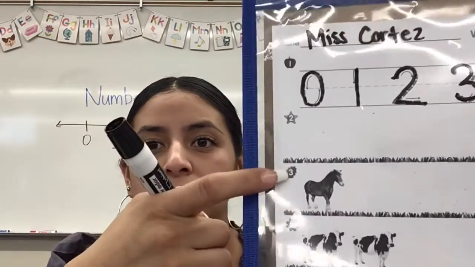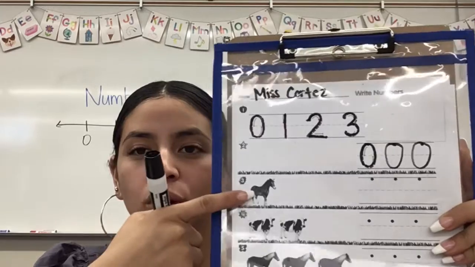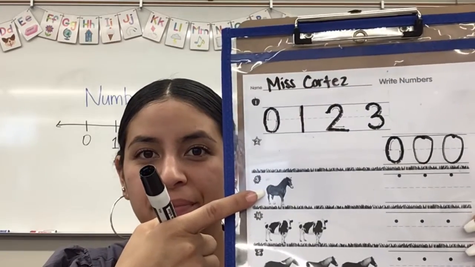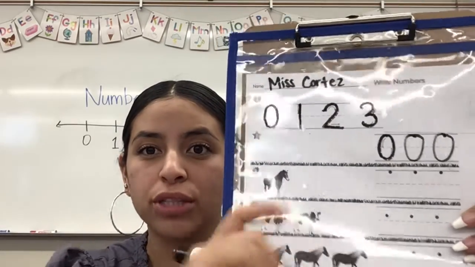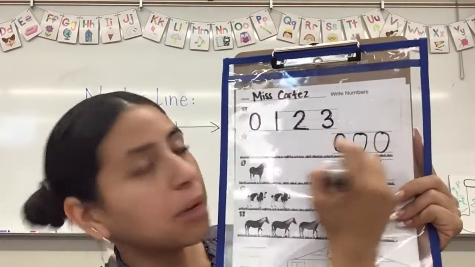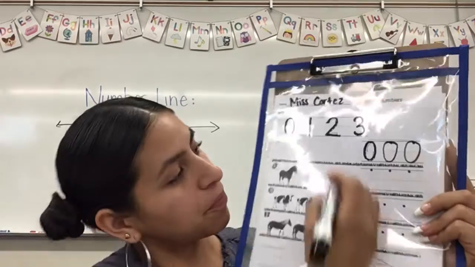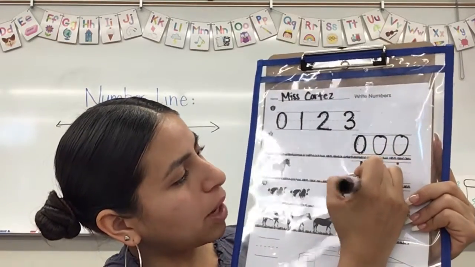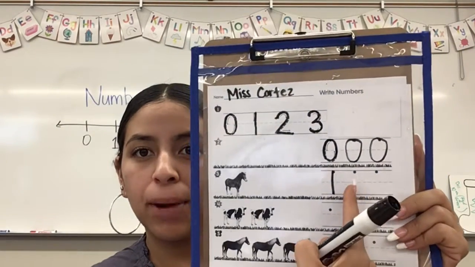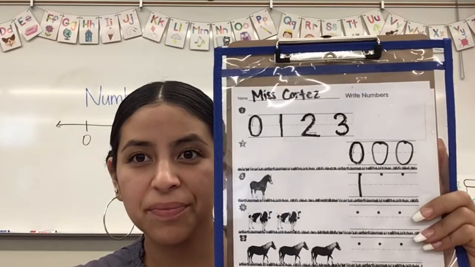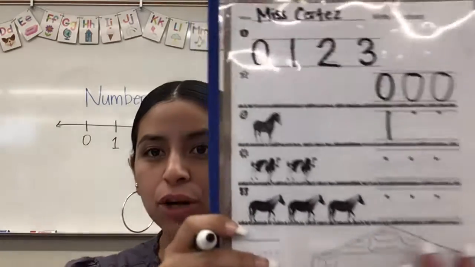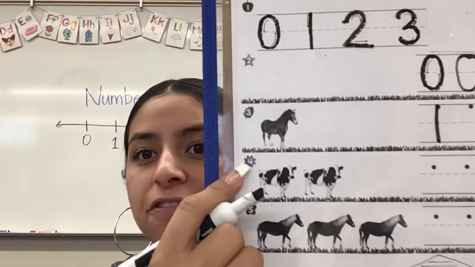Go ahead and go down to number 3. How many horses do you see? 1, right? There's 1 horse. So we're going to write our number 1. Remember, if you look at the top, this is how our number 1 looks. From top to bottom. And then go ahead and practice your ones by yourself. And then once you're done with that row, you're going to go ahead and go down to number 4.